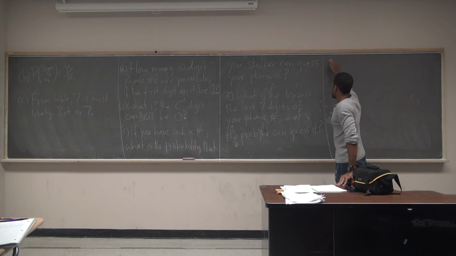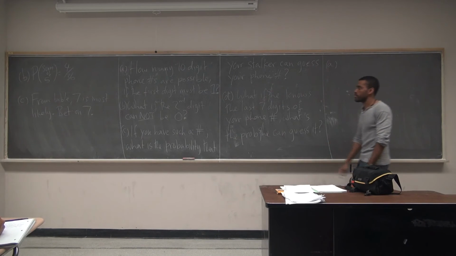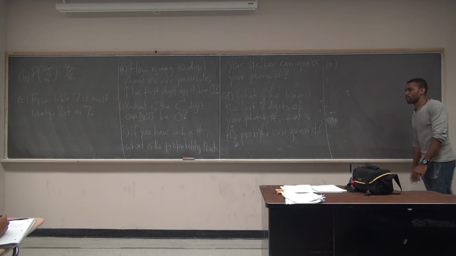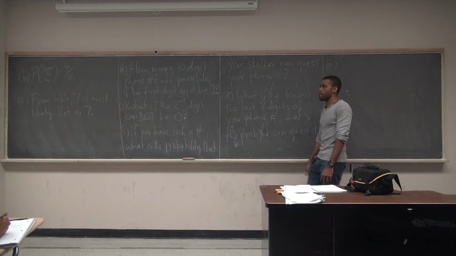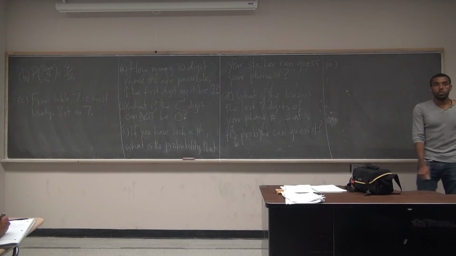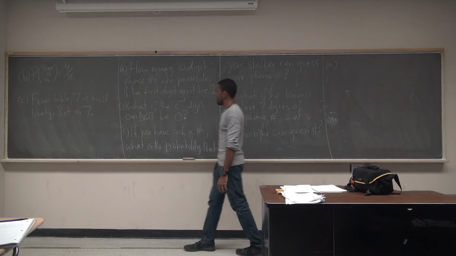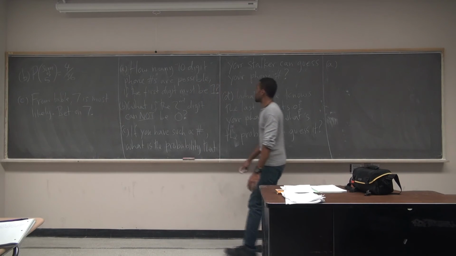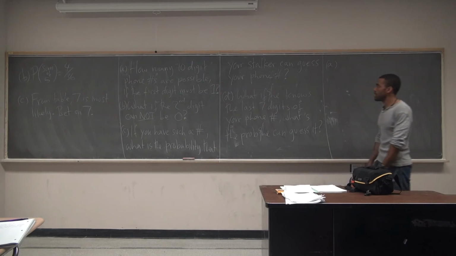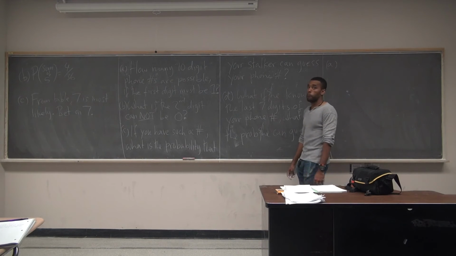Let's do 8. How many possible phone numbers are there if the first digit must be a 1? 10 billion? 10 to the 10 power? How'd you get that? No, 10 to the 9 power. How'd you get that?